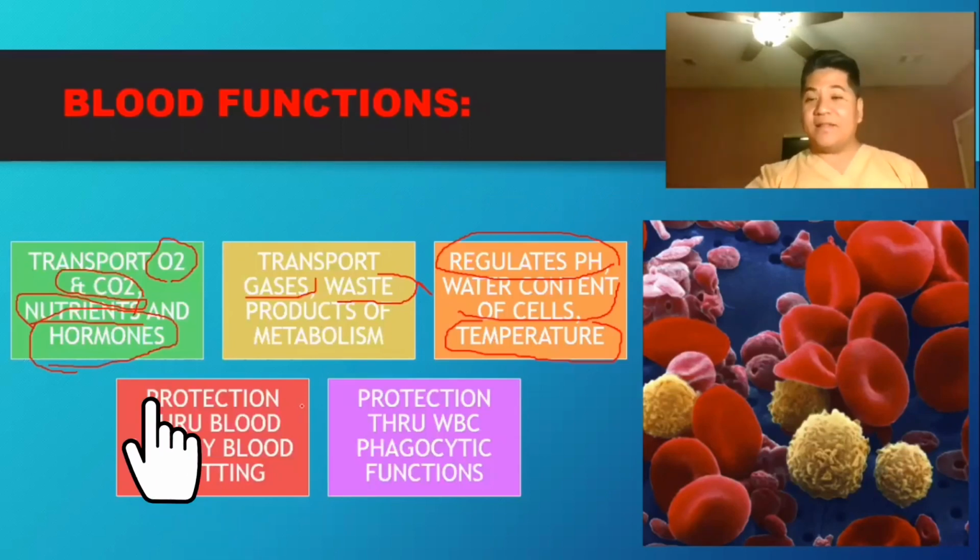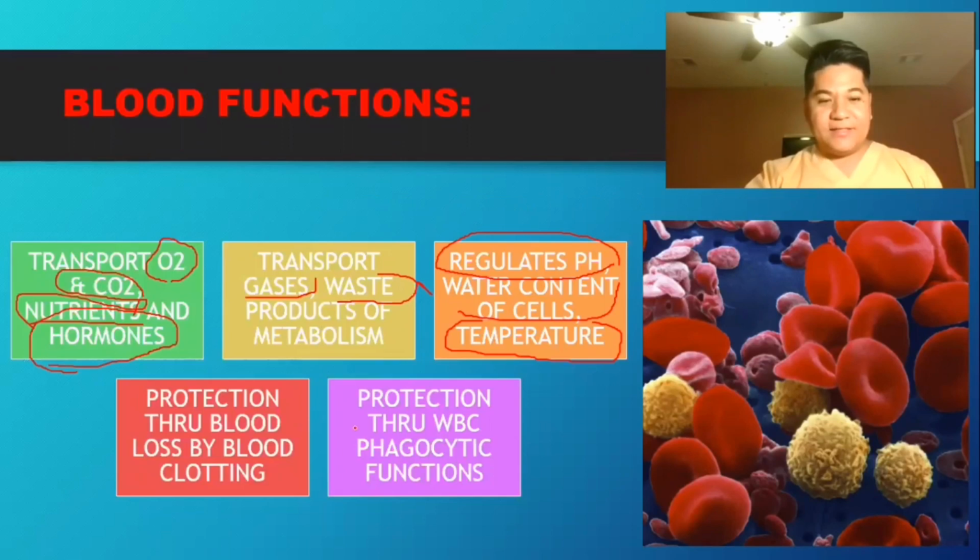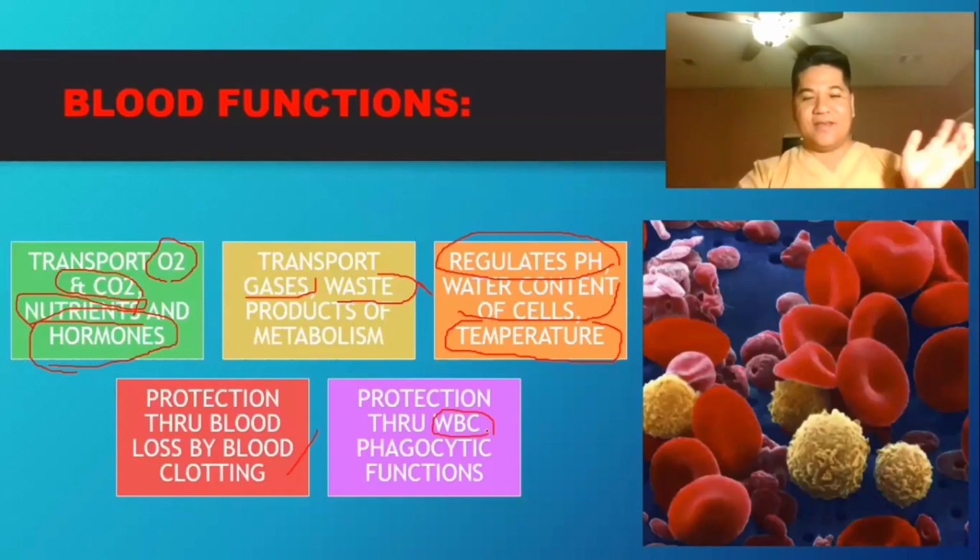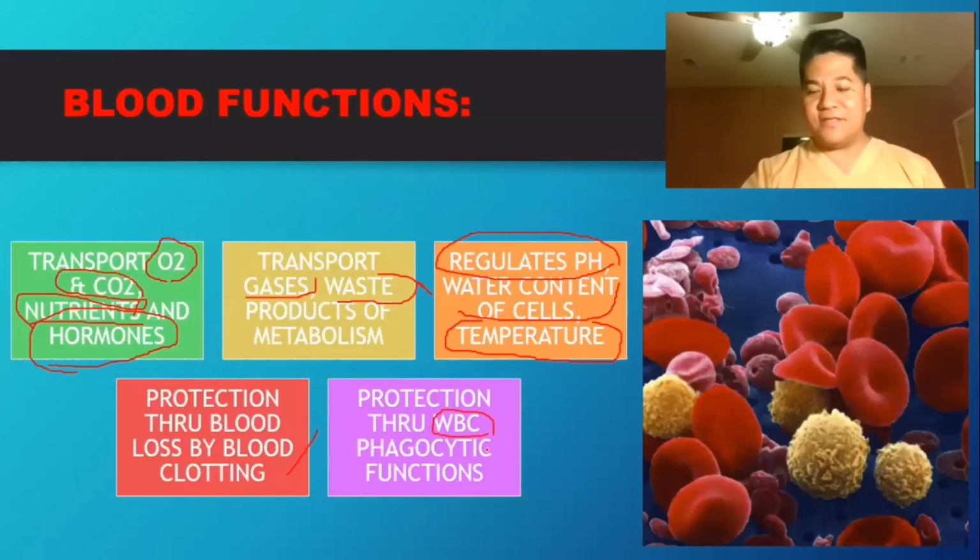Okay, and protection from blood loss by your platelets, so through clotting, check on that, and protection by means of your white blood cells. So your WBC is responsible for fighting inflammation and infection. They phagocytose, or eat, those viruses or bacteria that need to be eliminated from our body system. So those are primarily the functions of your blood. So how important it is, okay?